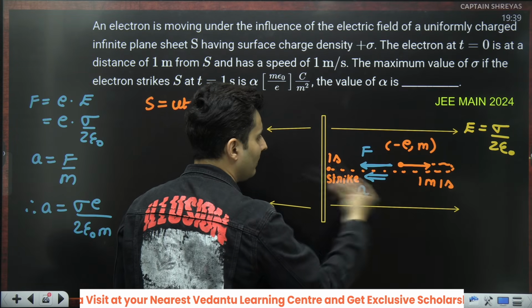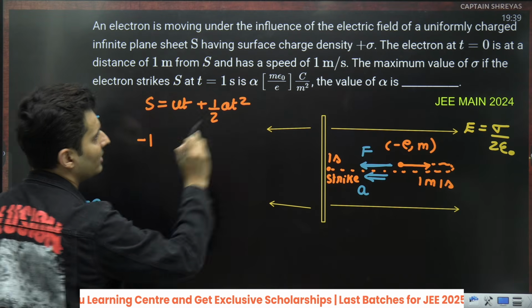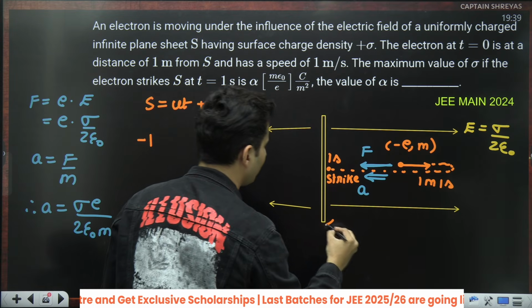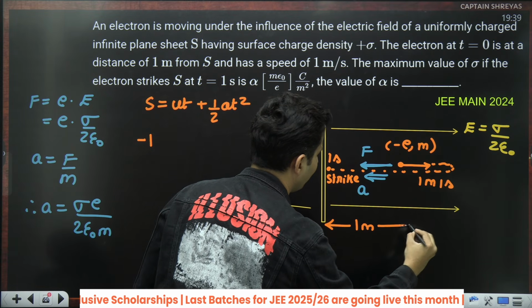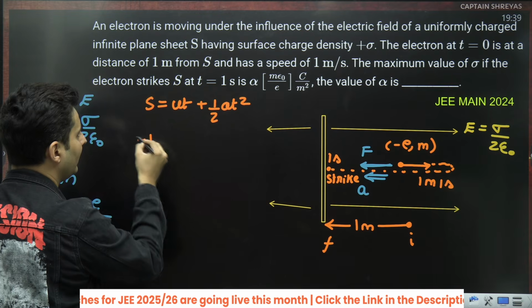If right side is positive, left side is negative, the displacement is negative 1 meter. Negative 1 meter, because it is clearly mentioned it is 1 meter away from it. This was the initial, this was the final. That's why the displacement is negative 1.